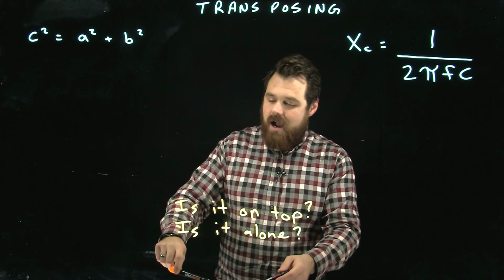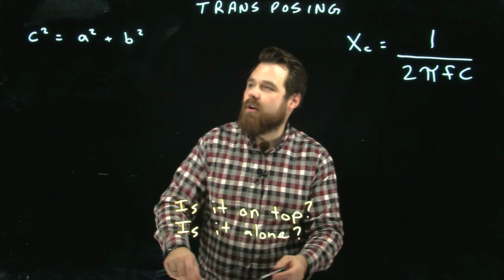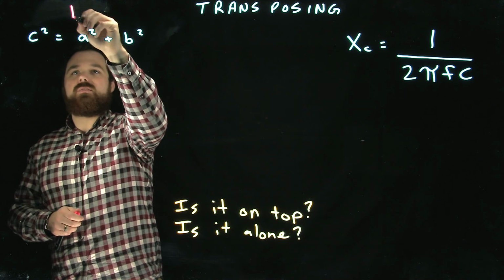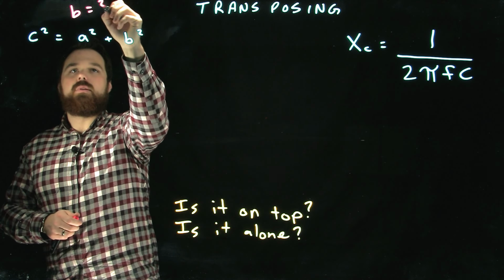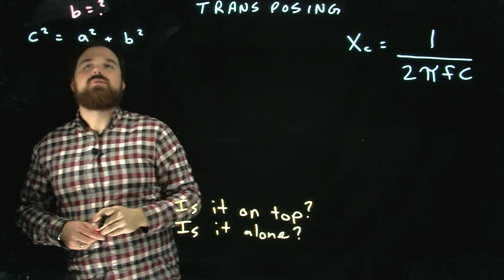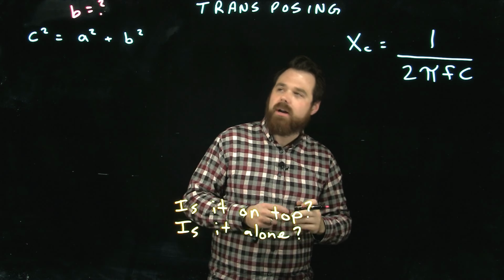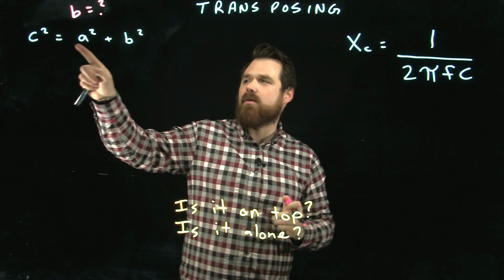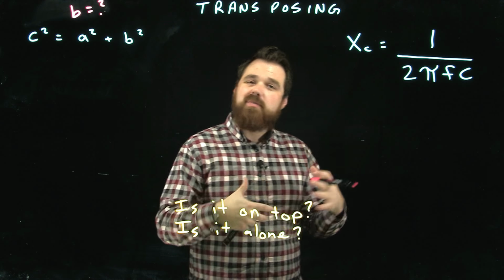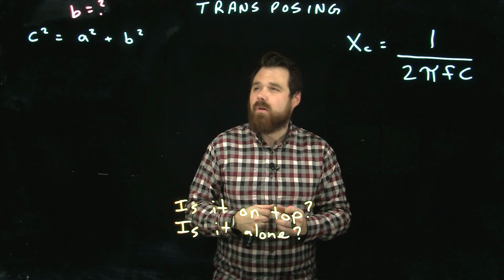So if we're looking at this equation over here, let's say we are going to look for b. So we want to figure out what b equals. So b equals question mark, we're like, okay, I've got c squared equals a squared plus b squared, which is Pythagorean's theorem, and we're going to work a lot with this formula over the year.